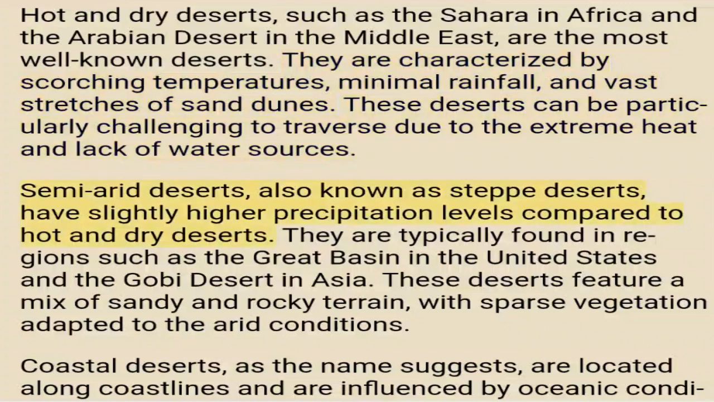Semi-arid deserts, also known as steppe deserts, have slightly higher precipitation levels compared to hot and dry deserts. They are typically found in regions such as the Great Basin in the United States and the Gobi Desert in Asia. These deserts feature a mix of sandy and rocky terrain, with sparse vegetation adapted to the arid conditions.